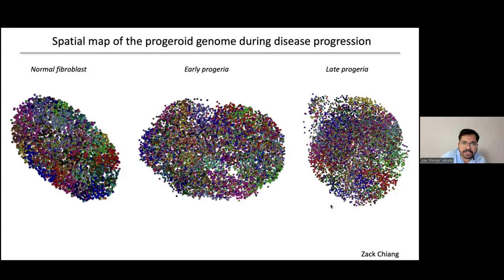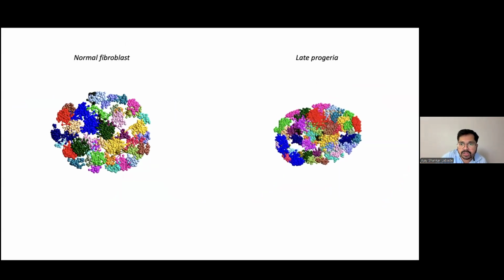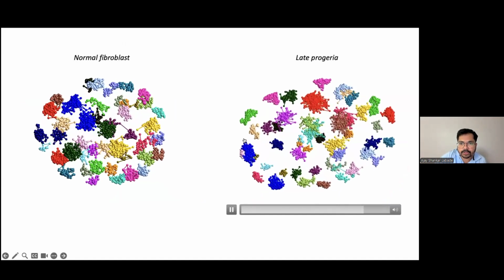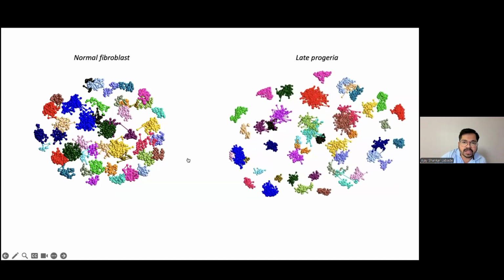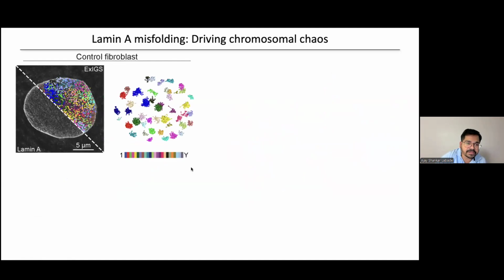So we did IGS, in situ genome sequencing, on these cells: normal fibroblast cells, early progeria and late progeria. All these dots are sequenced genomic DNA fragments. We have multiple cells for these, and this is how their genome looks. So the first thing that we wanted to do is to see whether there are large scale changes in genome organization. So we looked at the chromosome architecture in these cells, whether it is disturbed.